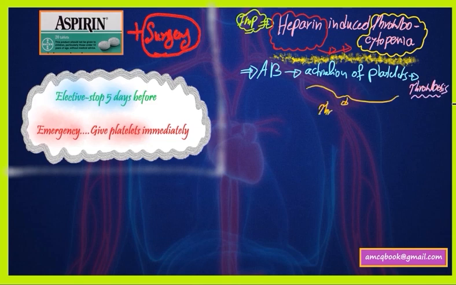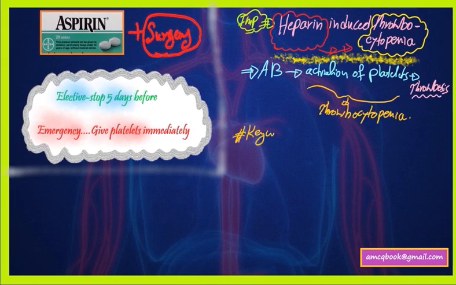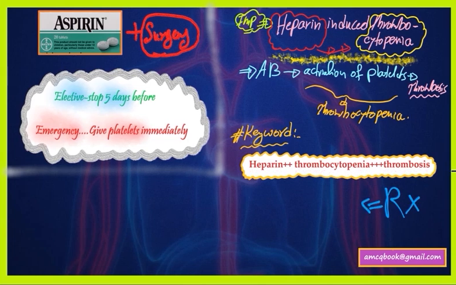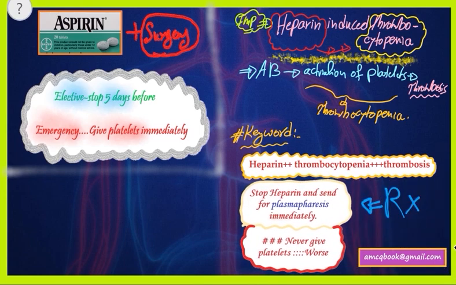So the keyword here will be a patient taking heparin and the platelet count is very low, so there is thrombocytopenia, and there are signs of thrombosis. That means heparin induced thrombocytopenia. The treatment here is very important. Stop the heparin immediately and send the patient for plasmapheresis immediately.